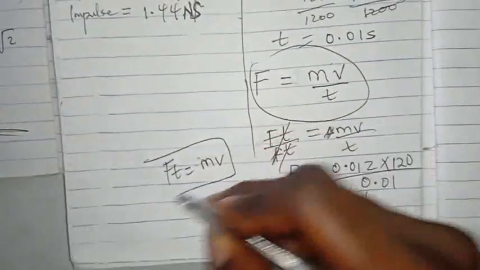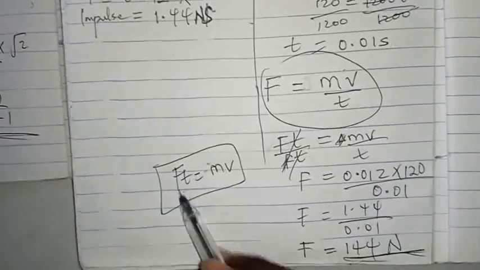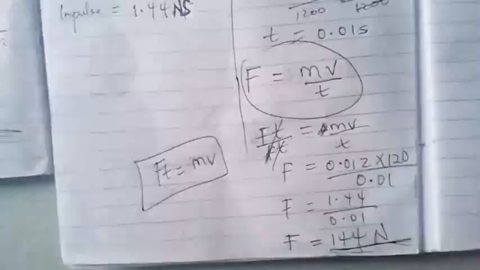That's the impulse momentum theory. So impulse is equal to change in momentum. You need to know that.